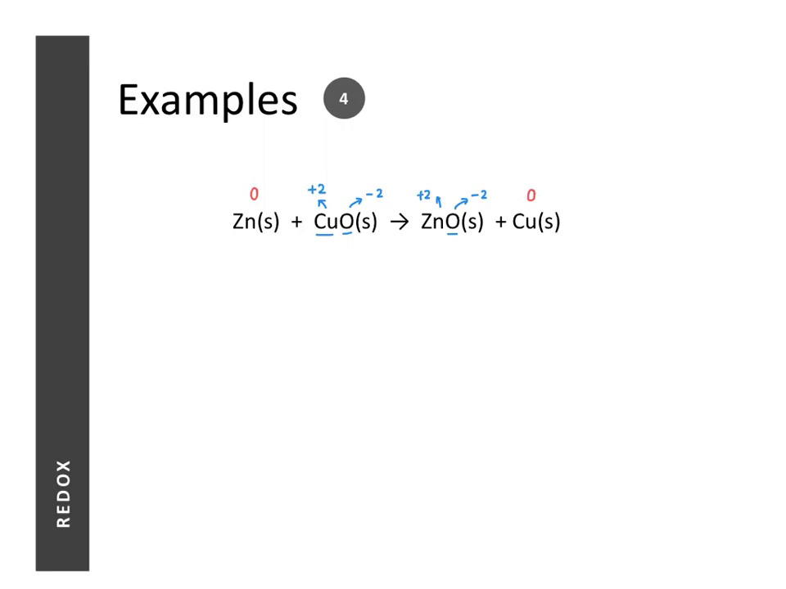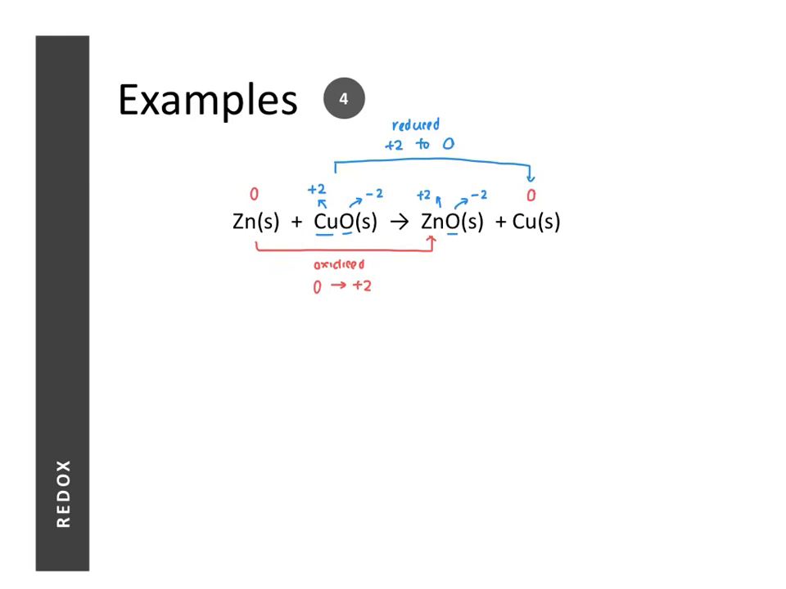So by comparing the oxidation states, we can see that zinc has been oxidized. Zinc atom has been oxidized because the oxidation state increases from 0 to +2. Whereas copper atom has been reduced because the oxidation state has decreased from +2 to 0.